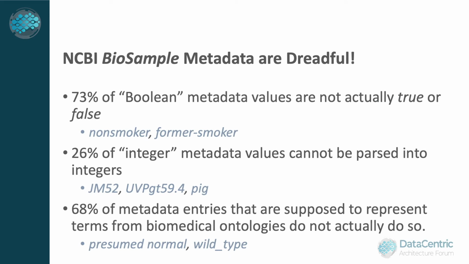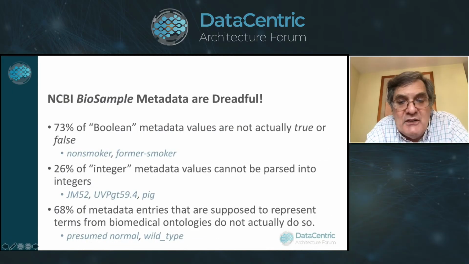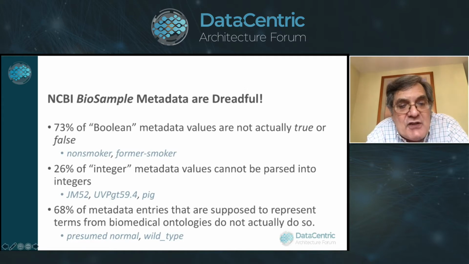That 73% of the Boolean metadata values are not actually true or false. They have values like non-smokers, former smoker. 26% of the integers are not really even numbers. They're things like JM52 or PIG. 68% of the metadata entries that are supposed to represent terms from biomedical ontologies don't actually do so.